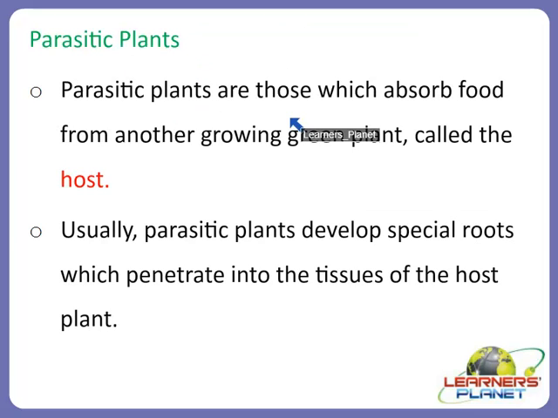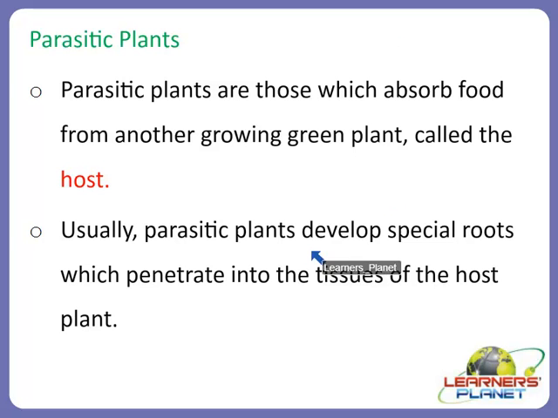Parasitic plants. Students, parasitic plants are those plants which absorb food from another growing green plant called the host. In other words, parasites obtain their nutrition from hosts. These parasites maintain physical contact with the host plant through some parasitic roots. So how do these parasites maintain physical contact with the host plant? They should have something through which they can maintain this contact.